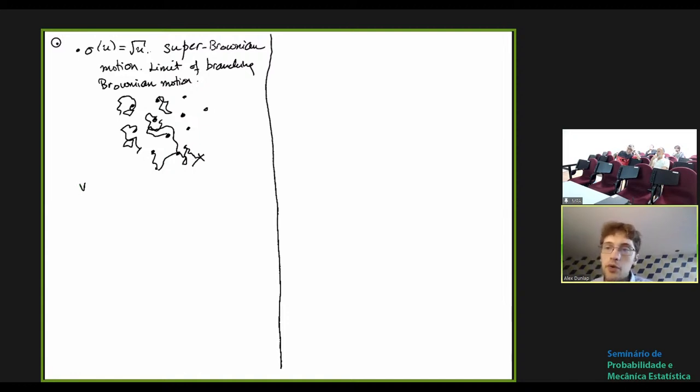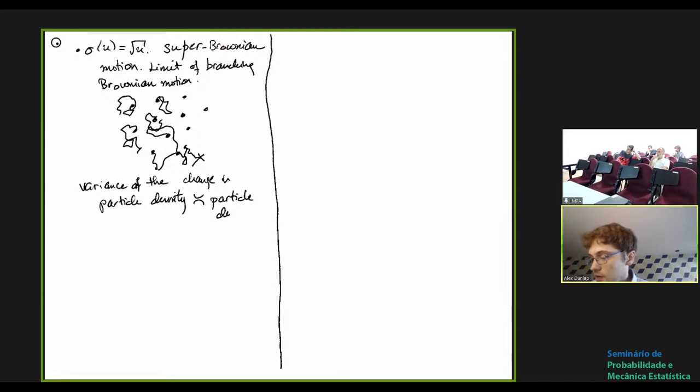So the Laplacian in the heat equation kind of comes from the diffusion of the particles. But the variance of the change in particle density is proportional to the particle density. And so sigma is giving us sort of the standard deviation, so that's why it's the square root, right?